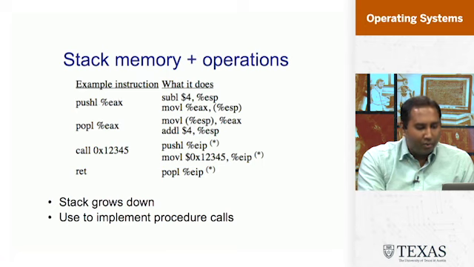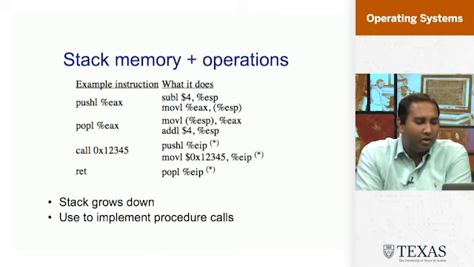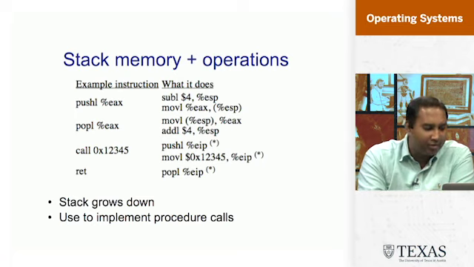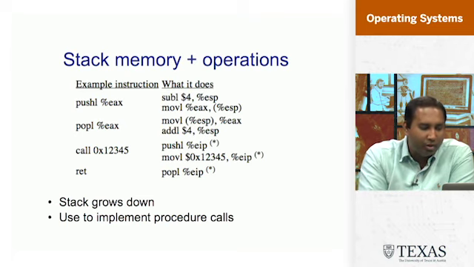So when you want to push something to the stack, they are subtracting 4 because that's the size of the... sorry, I was mistaken. That's not the size of the EAX register. That's the size of the stack frame. So every time you'll be moving the stack pointer, you'll be subtracting 4. So here you are subtracting 4. And then you're moving EAX onto the stack pointer.